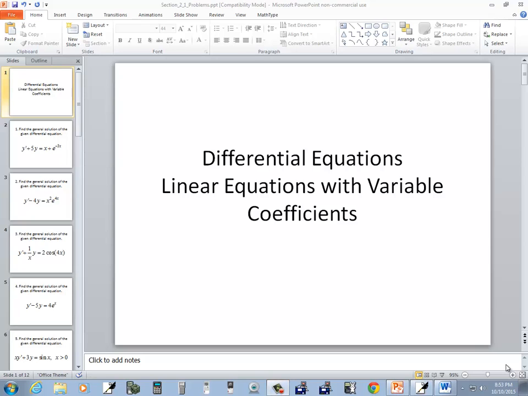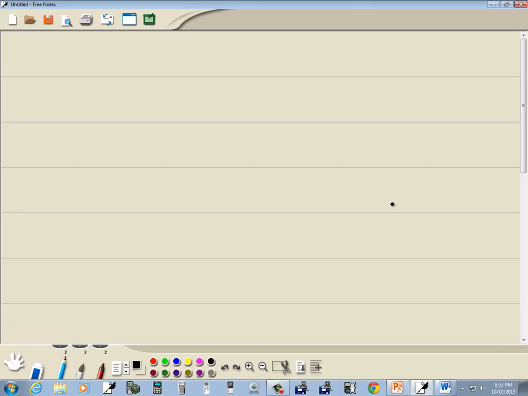Differential equations, specifically linear equations with variable coefficients. Now this is a technique that's used to solve differential equations that are of this form. So if you have the form of y prime plus p of x times y is equal to q of x.